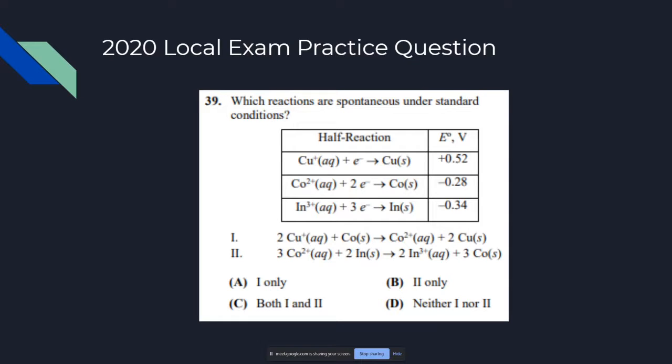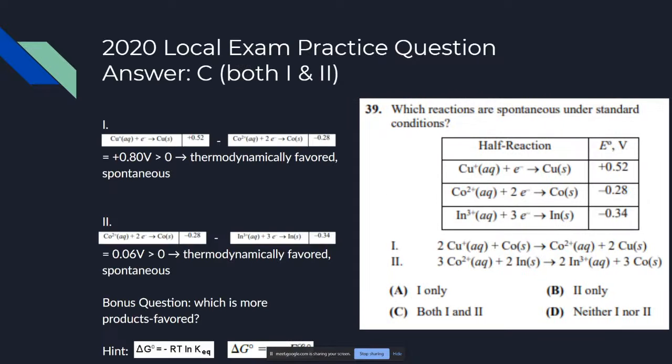Yeah, the answer is C, I think. Go to the next slide. Yeah, the answer is C. Basically, again, you can determine this based off the cell potential here. You look at this equation they listed in 1 here, and you can create that with the half reactions, and then you can determine if it's spontaneous or not.